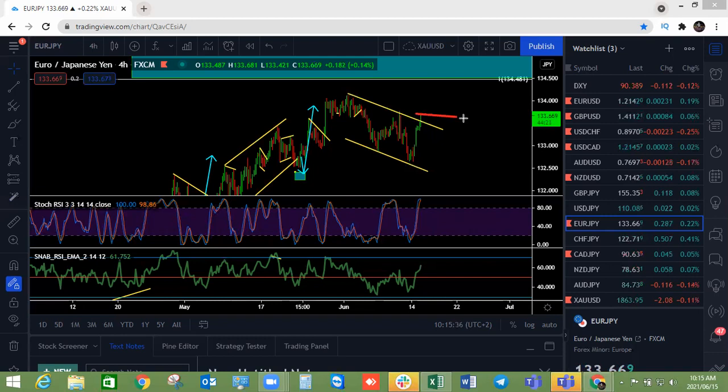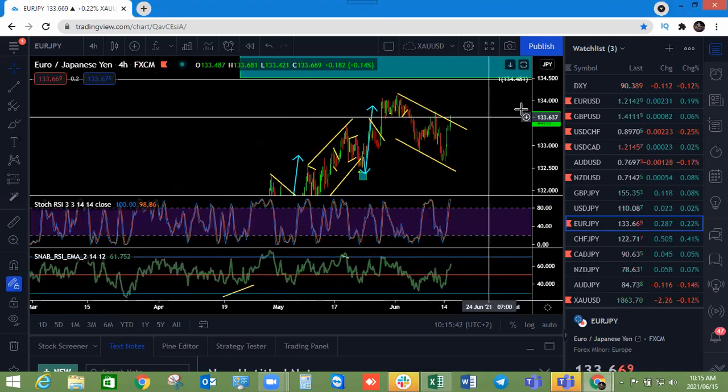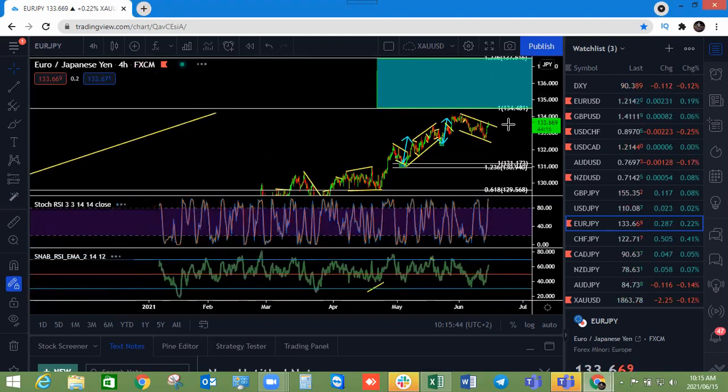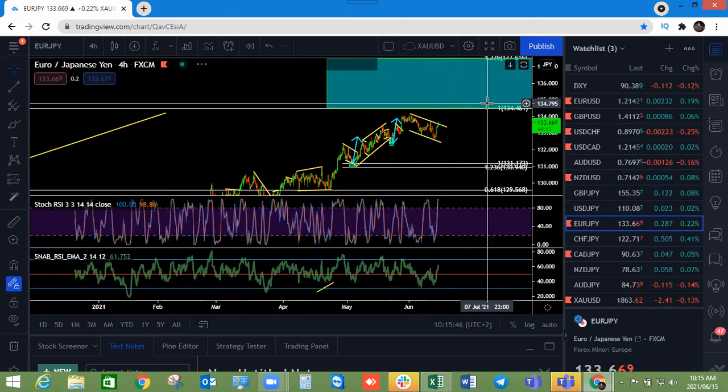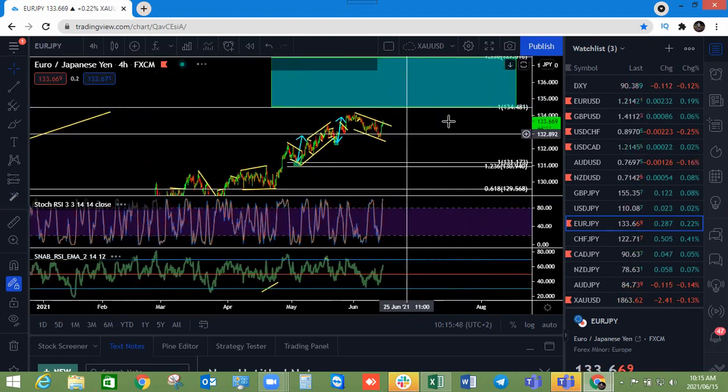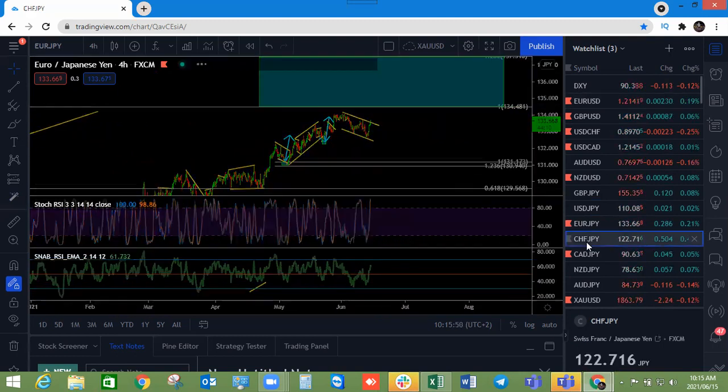If you are able to take this 110 pip stop, that's fine, because this is now making a push to the upside for quite a bigger correction. So we should see this one go about 135, 136. Chief Yen.